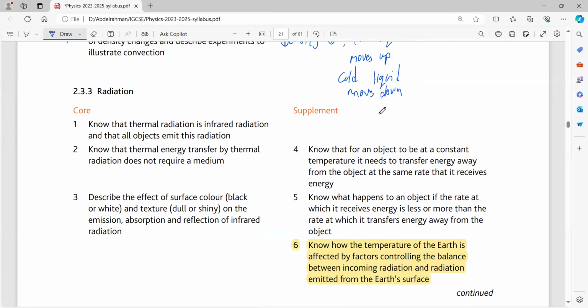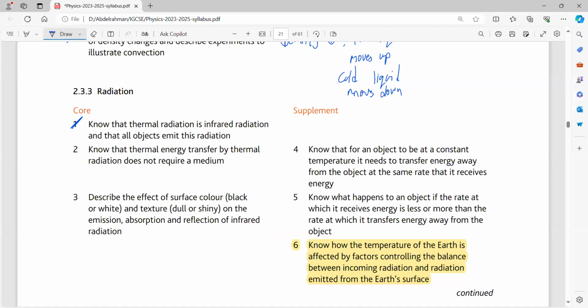Radiation. What happens in radiation? We know that it is infrared radiation, not any type of radiation. Infrared radiation is the one responsible for heat, and that's why I have to say energy is transmitted using infrared radiation, not, for example, ultraviolet radiation or light radiation or any other type of radiation. The heat is transferred using infrared radiation.